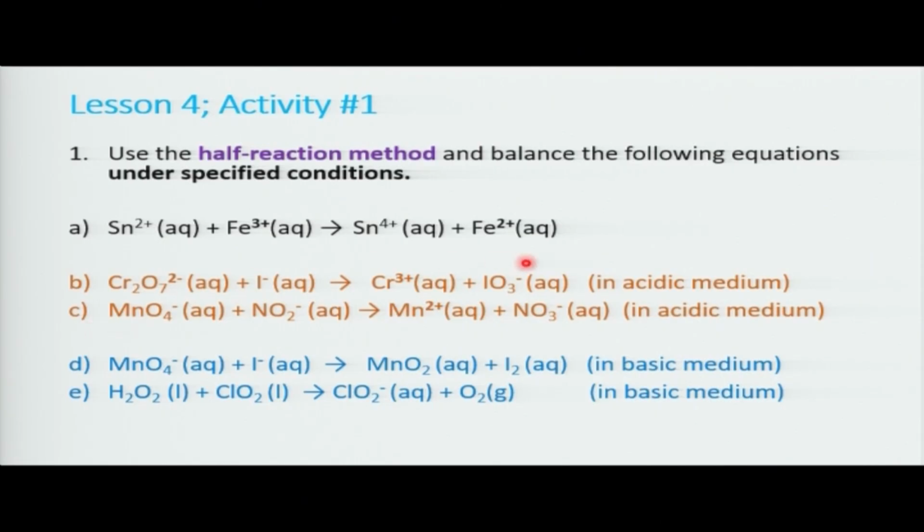Because here we have not identified the condition to be acidic or basic media, that implies it is neutral. Then for B and C, that is in acidic media. For D and E, that is in basic medium, meaning we have OH for basic, meaning we have hydrogen ions for acid. So we are going to use the half reaction method.